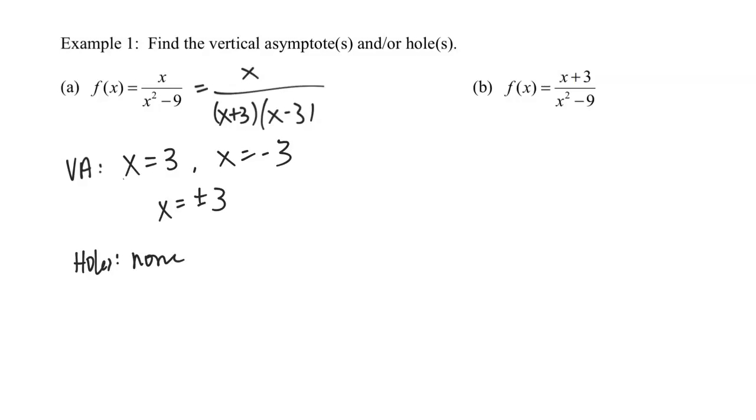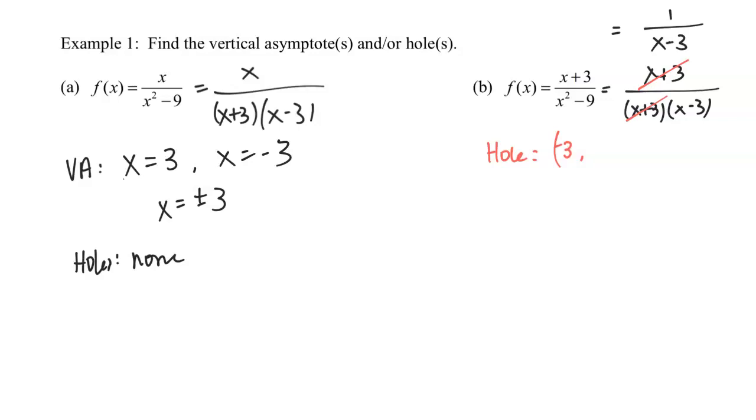Okay, letter B, you're going to see something slightly different. In the numerator, I have x plus 3. The denominator, just like letter A, is going to factor into x plus 3 and x minus 3. And so now I see that something is going to cancel out. The x plus 3 and the x plus 3 will cancel, and so that's going to give me a hole with an x-coordinate of negative 3. The reason I know that it's negative 3 is because the factor that canceled out is x plus 3. And so now when I simplify this further, and I'm going to go up here to do that, it's going to give me 1 over x minus 3.